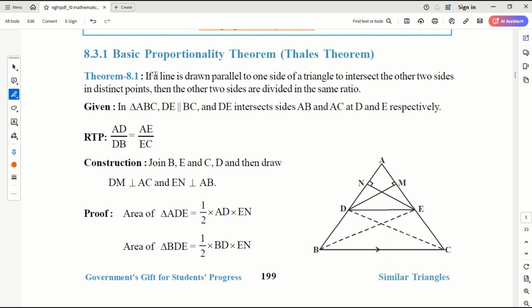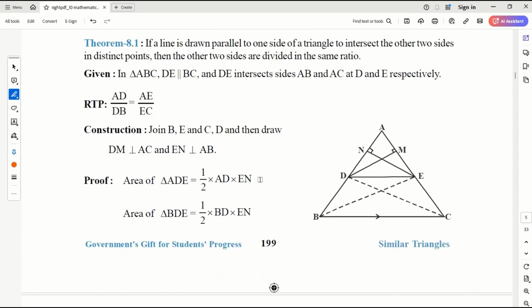Thales theorem: if a line is drawn parallel to one side of a triangle, that is DE parallel to BC, and intersects the other two sides at distinct points, D and E here, then the other two sides are divided in the same ratio. So in triangle ABC, DE is parallel to BC and intersects sides AB and AC at points D and E. What is required to prove is AD by DB equal to AE by EC. This is the basic proportionality theorem, right?